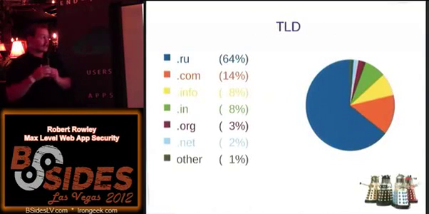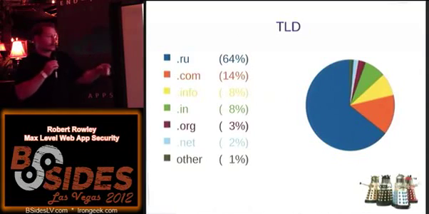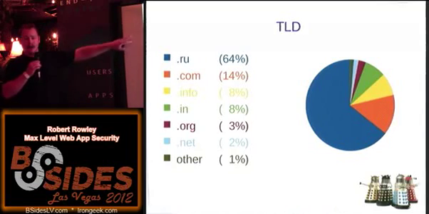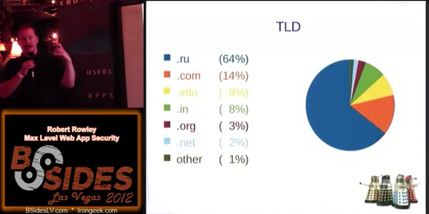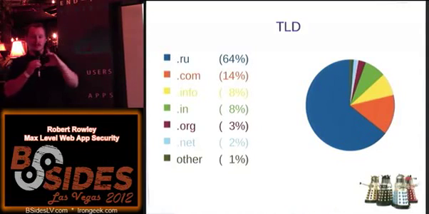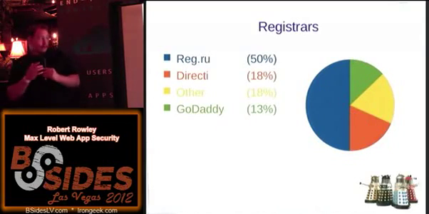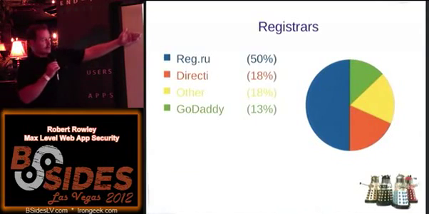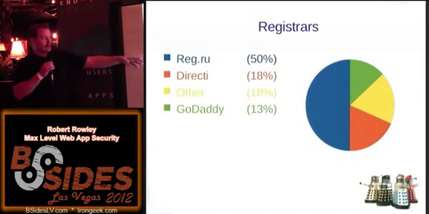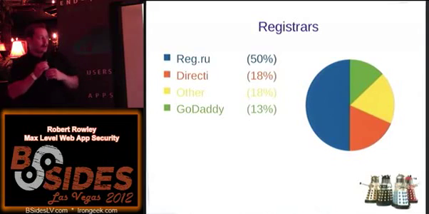The top level domains for these were, I would say no surprise, but it's coincidental. It's simply that .ru, then .com, then .info. This isn't a knock on .ru. It's simply that I can identify that the people using this either were trying to mimic or they had a good registrar where .ru domains were really cheap. So I looked up the registrars, and surprise, reg.ru was half of them. Then it was Directi and various other ones, and GoDaddy.